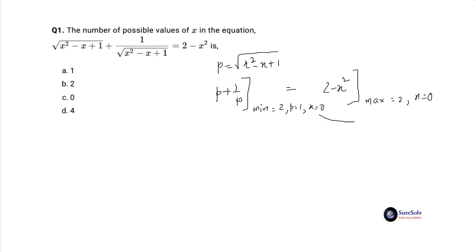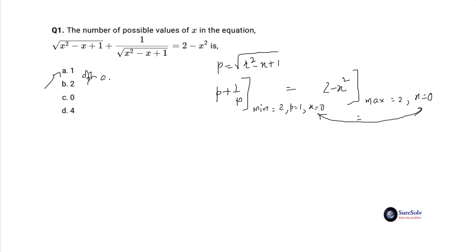For all non-zero values of x, 2 minus x square is less than 2. Simple conclusion is only when x equal to 0, RHS can become equal to the LHS and the equation is satisfied. That is, number of possible values of x is just 1. Answer is option A 1.